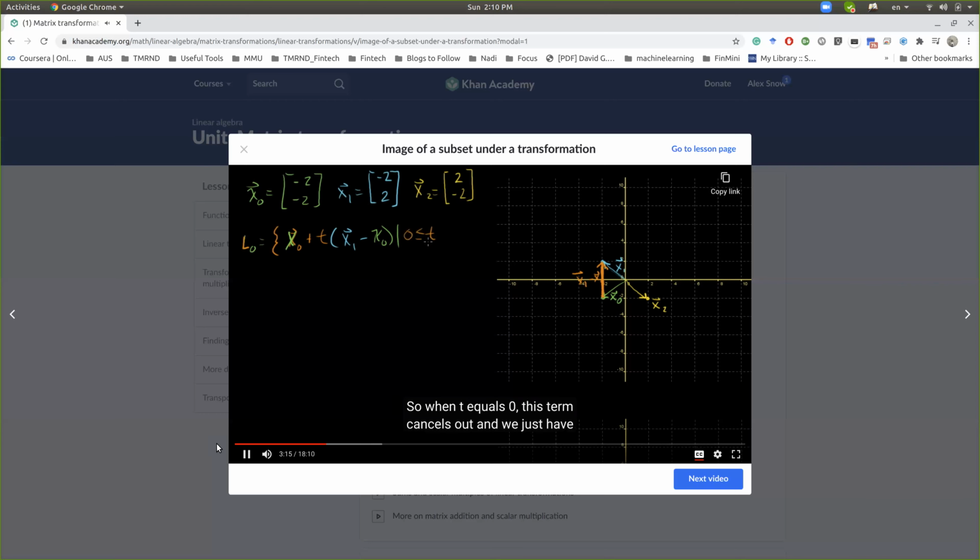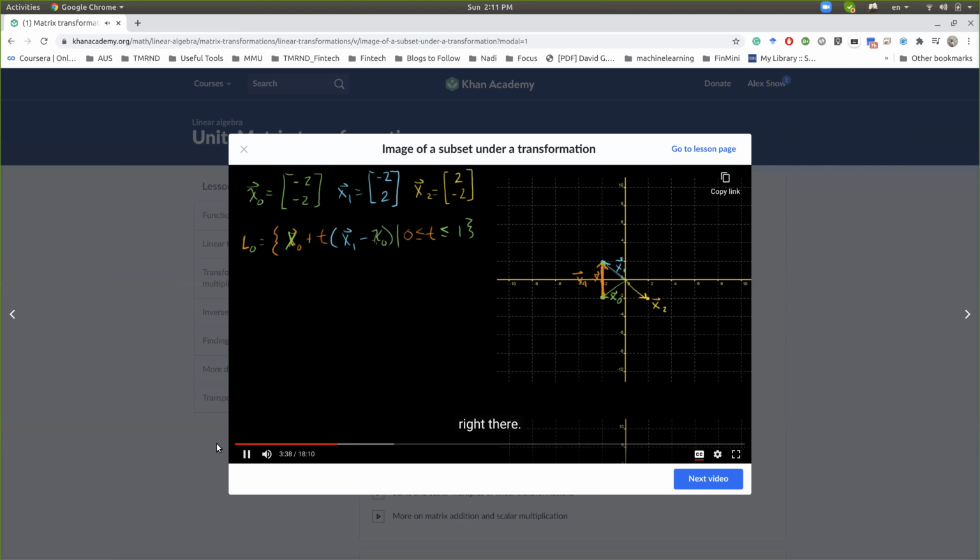When t equals 0, this term cancels out, and we just have this position right here. Let me draw it in green. And then t is going to be less than or equal to 1. What happens when t is equal to 1? This becomes x1 minus x0. You have an x0 there, this x0 and that x0 cancel out, and you're just at this point right there.